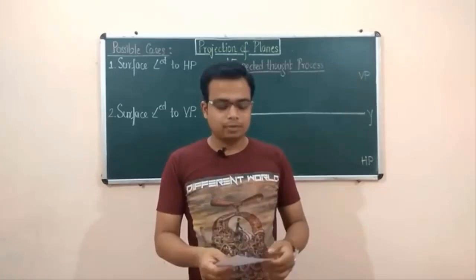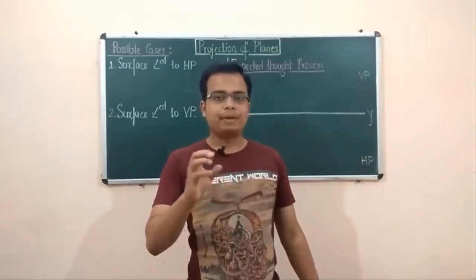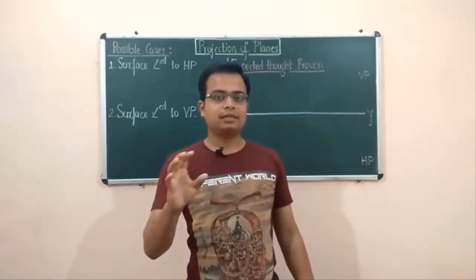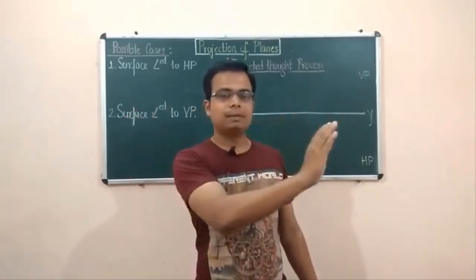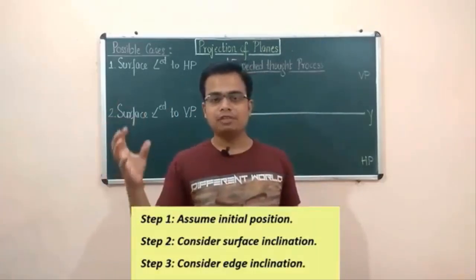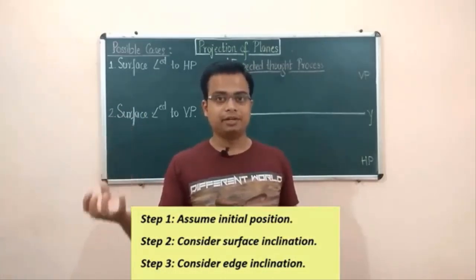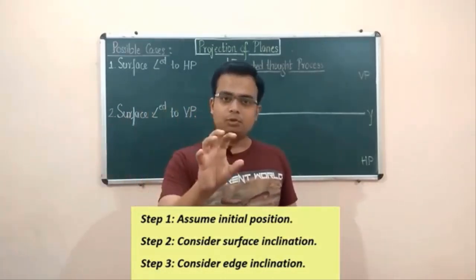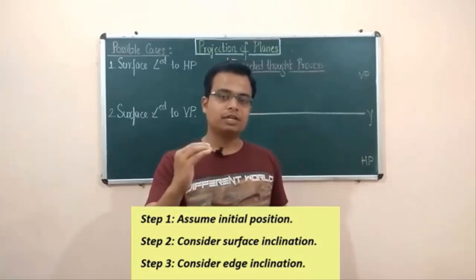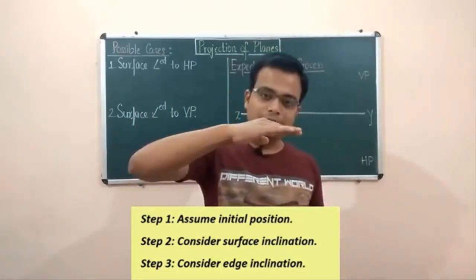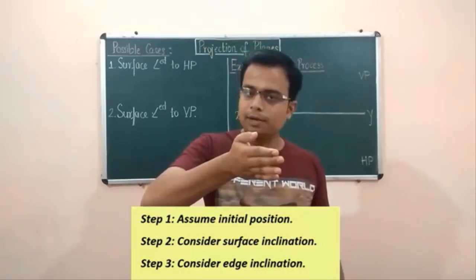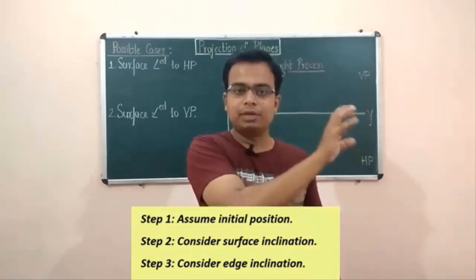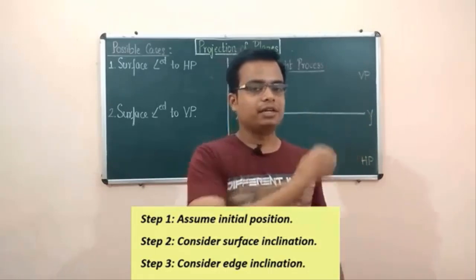That's it. Now, as far as the problems based on projection of planes are concerned, it basically has three steps: step 1, step 2, step 3. When you speak of step 1, you have the initial assumption. Then you have step 2, in which you have to go for surface inclination. That surface inclination could either happen with the horizontal plane, or it could happen with the vertical plane also. And then in the final step 3, you have to go for edge inclination.